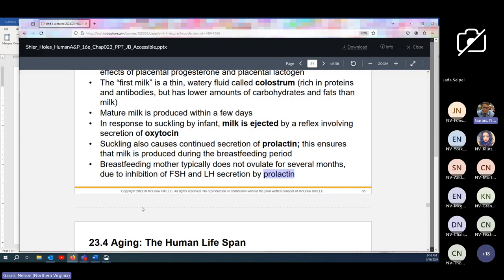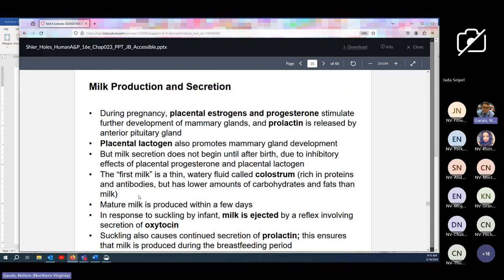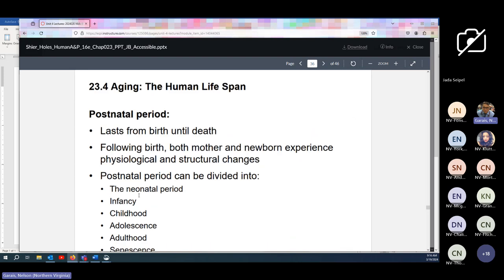Okay, and we are back. All right, where did we leave off? Now we have to talk about the bad part, when you're born. Human lifespan. So this is now the postnatal period, after parturition, after the date of confinement, right? And it is now birth until death.